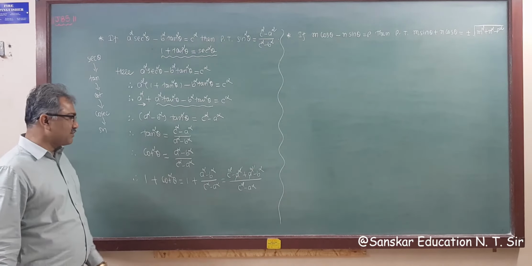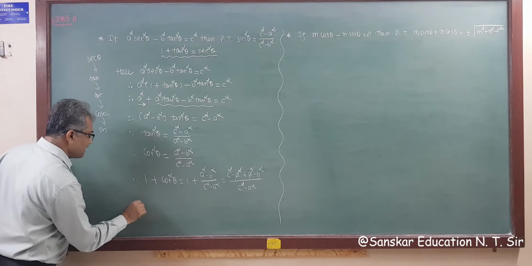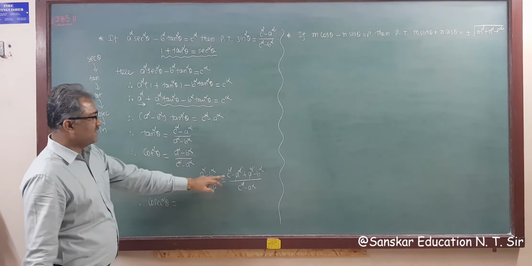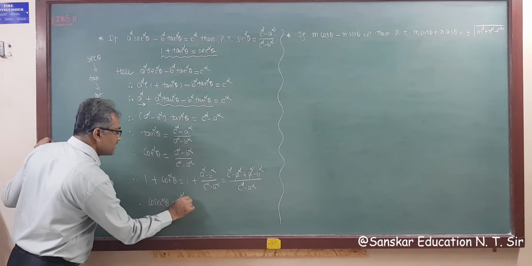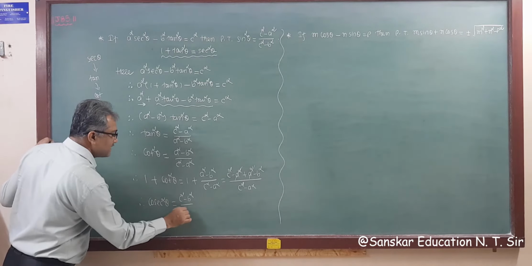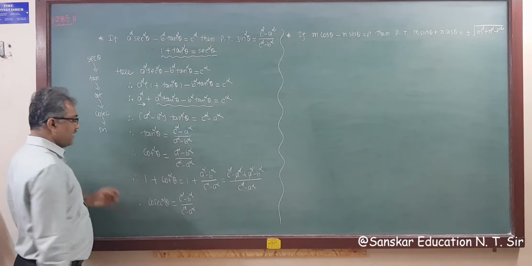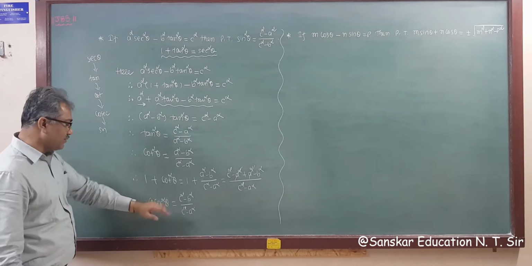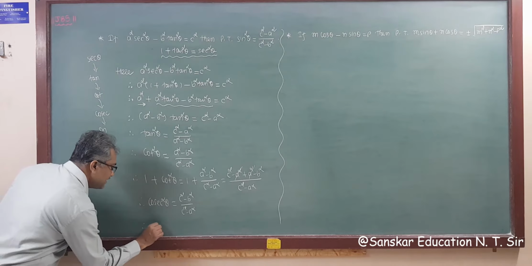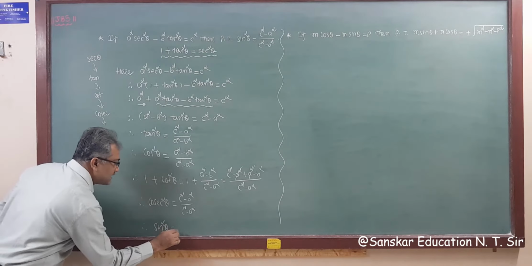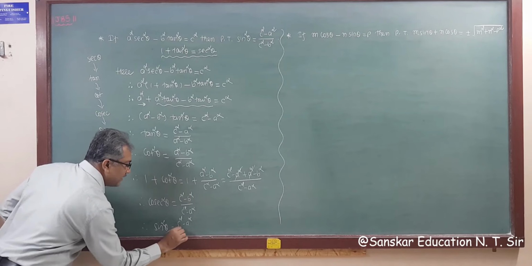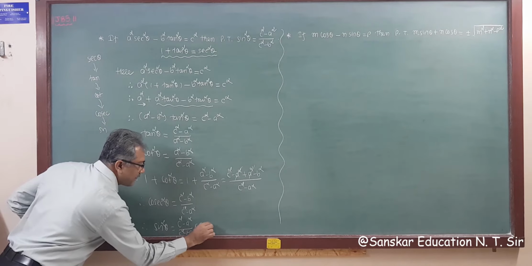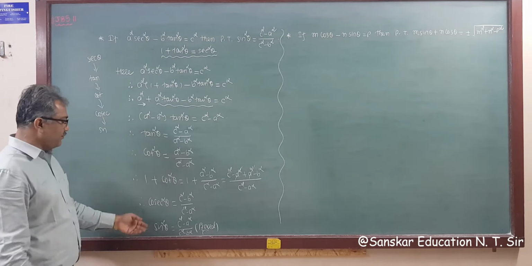This a square cancels. So the answer will be 1 plus cot square theta is cosec square theta. So this is cosec square theta is equal to c square minus b square whole upon c square minus a square. Now the reciprocal of cosec is sine, and that is your answer. So again, taking reciprocal, sine square theta is equal to c square minus a square upon c square minus b square. So this is true, right? That is what you wanted to prove.